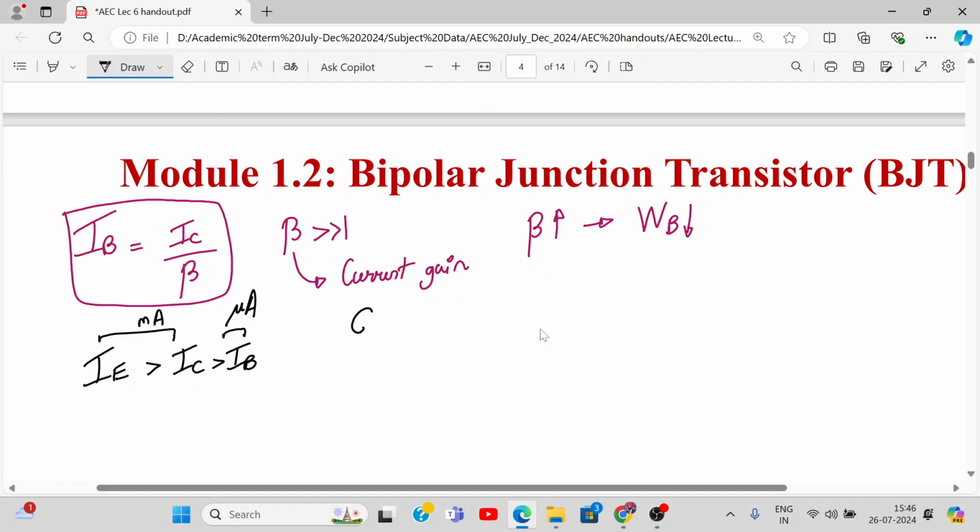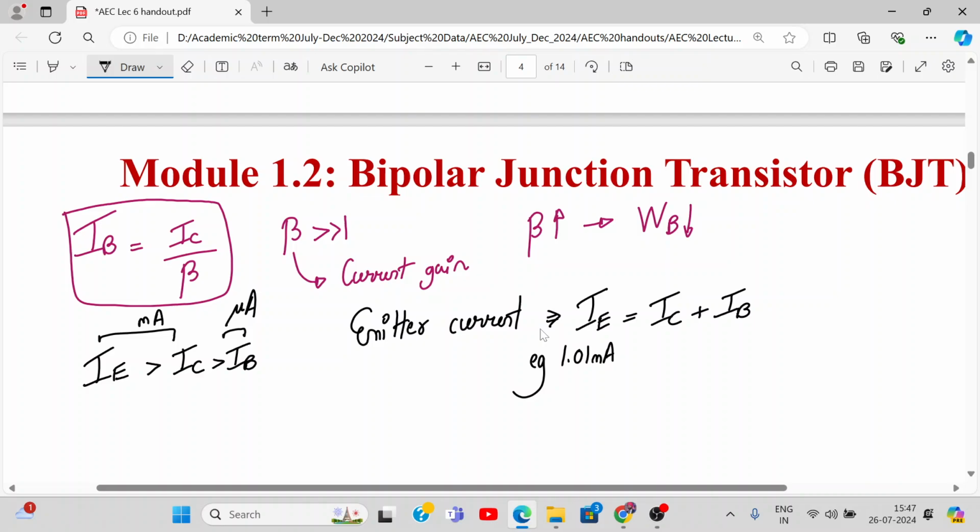So if I want to write emitter current in a BJT, emitter current is a combination of collector current plus base current. Let me give you some realistic numbers. If this is 1.01 milliamperes, this will be 1 milliampere plus this will be 0.01 milliampere. Did you understand? Small fraction of it, even lesser than that. Got it?